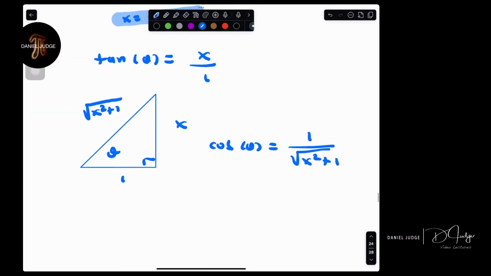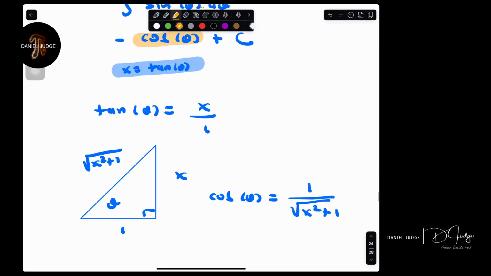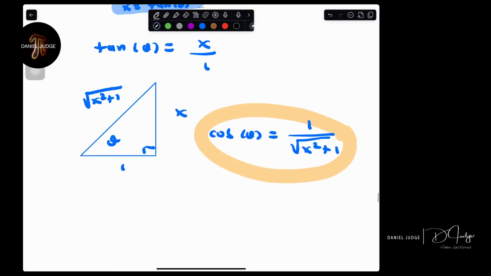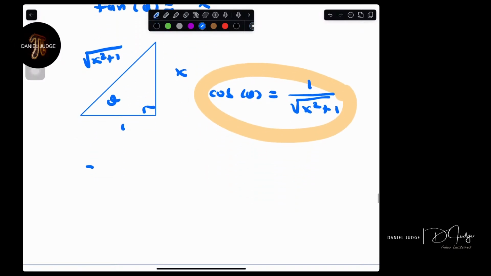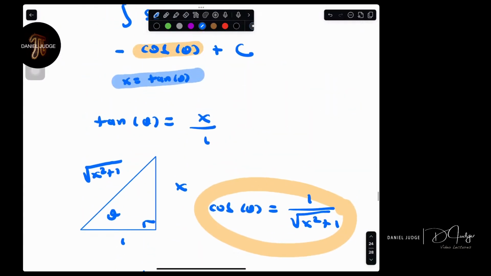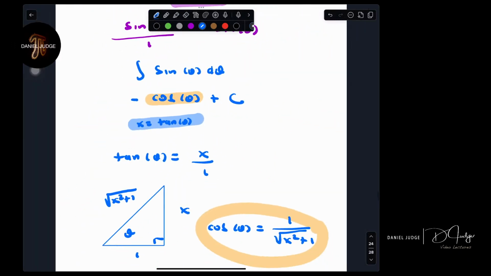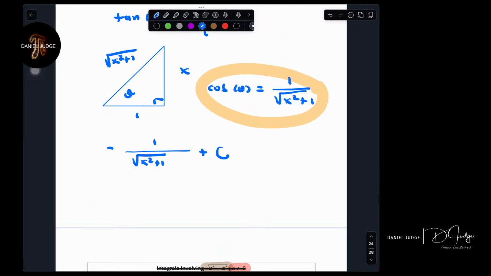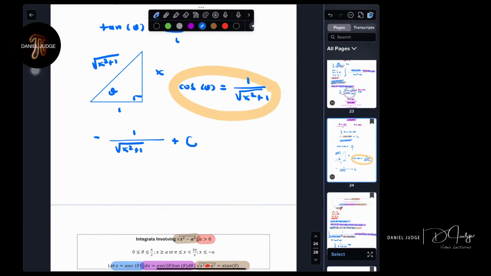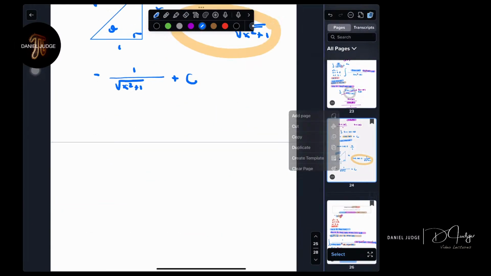Okay. And definition of cosine right here. So we replace this now. Final answer is negative 1 over the square root of x squared plus 1 plus that constant c, because the integral is really a minus cosine theta. However, you had limits. So let's not forget the fact that we had some limits here.